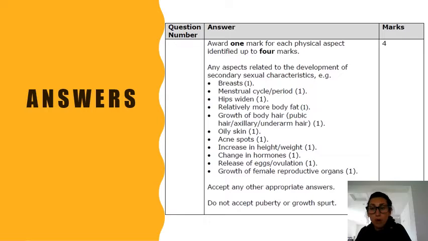It does say at the bottom, do not accept puberty or growth spurt. That's because it's not specific, okay? Through puberty and your growth spurt, it's not very specific what you're talking about. That's why you need to be very specific, and you can see how detailed these answers are, especially in relation to release of eggs, which is also known as ovulation. So it's important you are putting the specific terms.